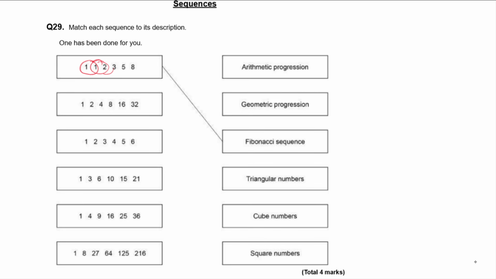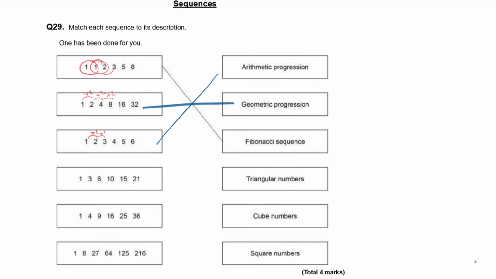Now that's like a power sequence, isn't it? It's like powers of 2. So I think this one is going to have a common ratio. It's times 2 each time, so times 2, times 2, times 2, which makes it a geometric progression, because that's the one that has a common ratio. 1, 2, 3, 4, 5, 6. That's just an arithmetic progression, isn't it? It's going up in ones each time. Plus 1, and so on.